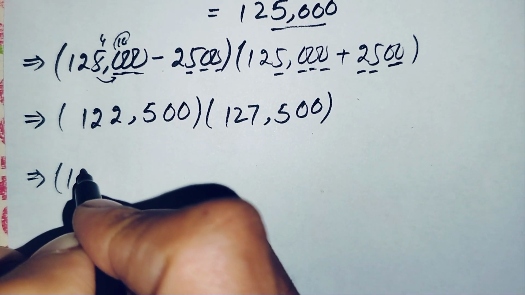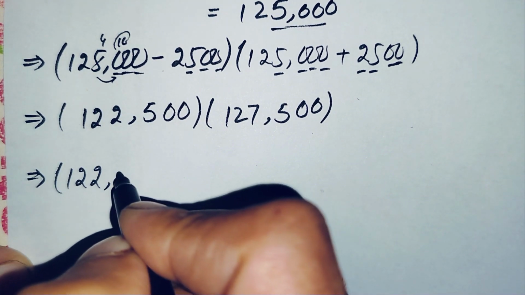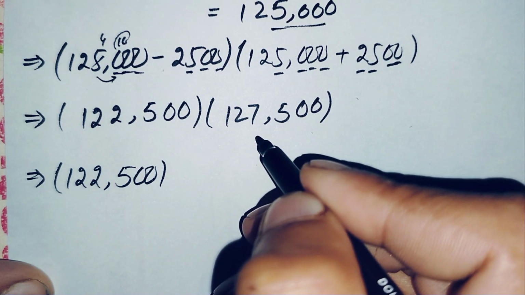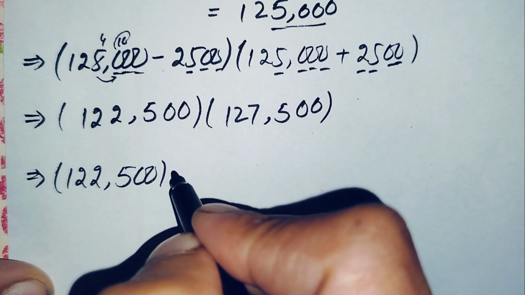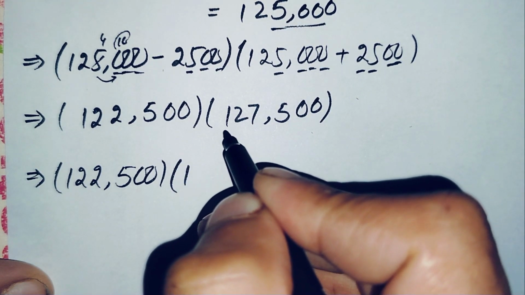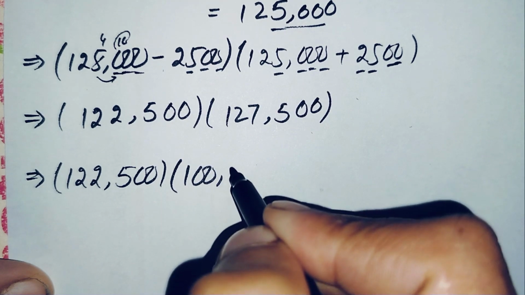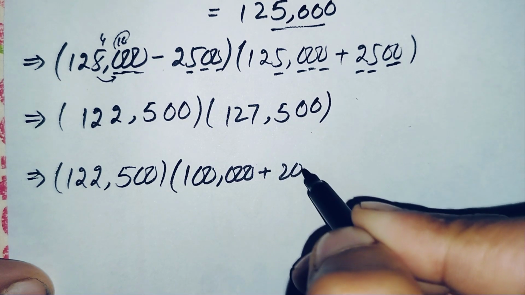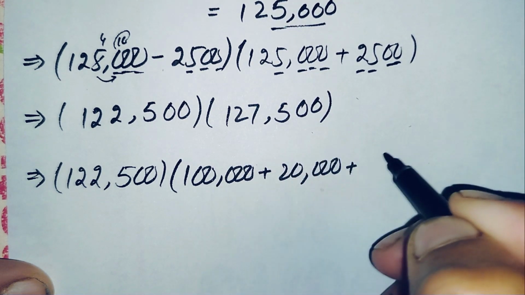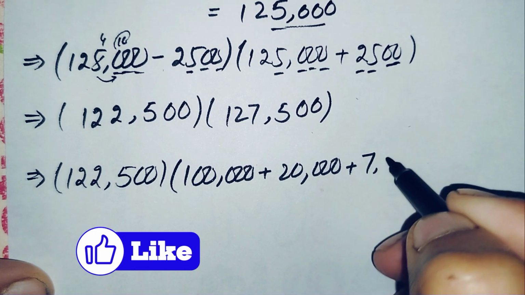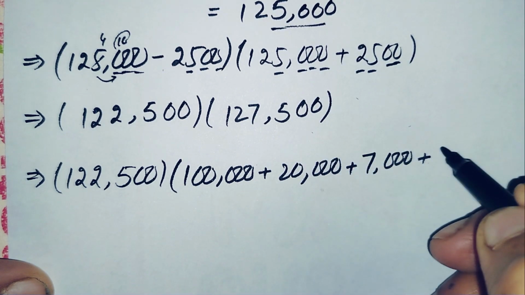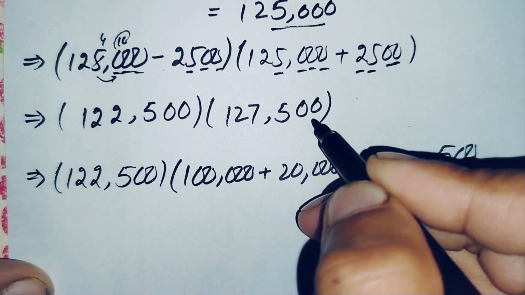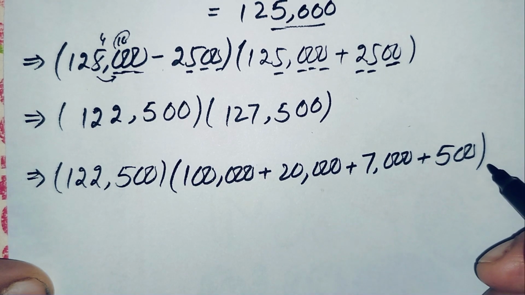We will write this first number as the same, 122,500. This will be the same, and here we will change this number to the sum of the place value of each digit. So we can write this as the place value of 1 is 100,000 plus the place value of 2 is 20,000 plus the place value of 7 is 7,000 plus the place value of 5 is 500. Now these two digits are 0, so their place value will be 0. So we will stop it here.